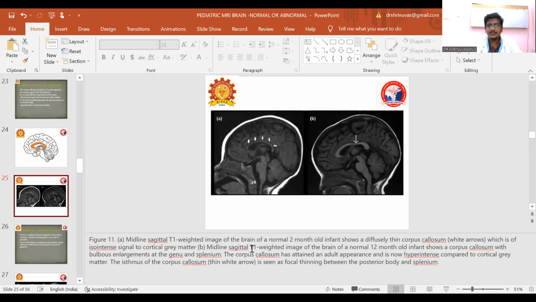So this is a midline sagittal T1 weighted image. Normal versus abnormal shows diffusely thin corpus callosum. The first image shows thin corpus callosum, which is isointense in signal to the cortical gray matter. And you can see the T1 weighted image of a normal 12-month-old infant showing corpus callosum with bulbous enlargements at the genu and the splenium. So this corpus callosum has attained adult appearance and it is now hyperintense compared to the cortical gray matter. You can see the isthmus of the corpus callosum, which is always present as a focal thinning between the posterior body and the splenium.